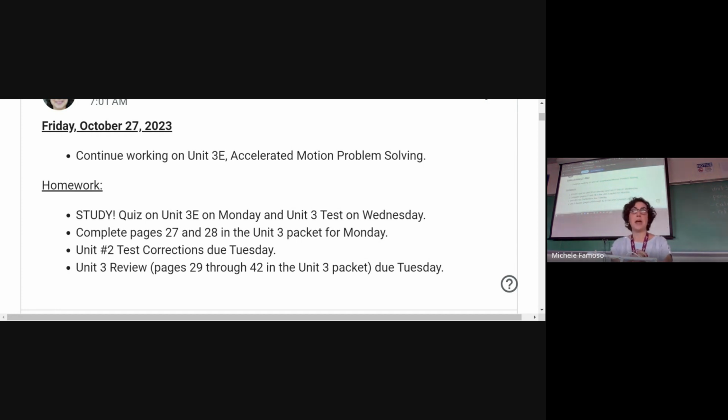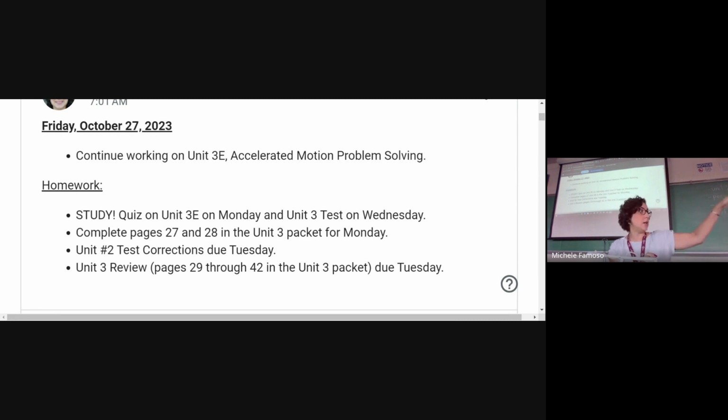The only way to prepare for that is to do the practice assignment, which is pages 27 and 28 in your packet. All right, so page 27 and 28, I believe there are 8 questions that I want you to solve using the guess method and the check. So you're going to do the guess and the check for all 8 questions on pages 27 and 28 for Monday. As a reminder, your test corrections are due Tuesday.